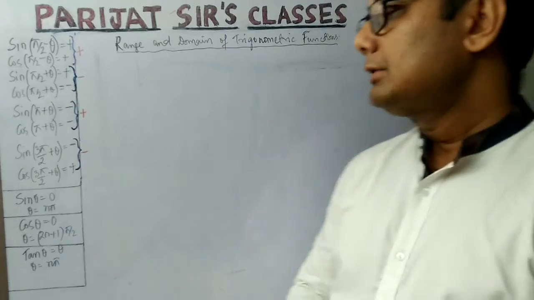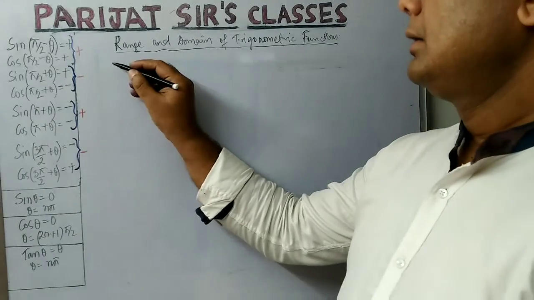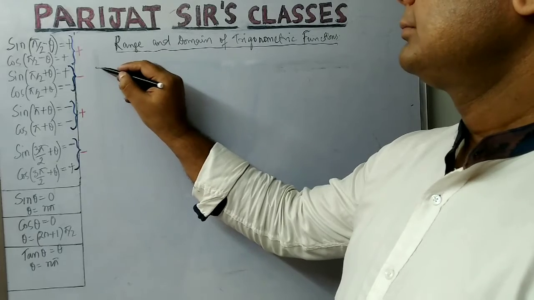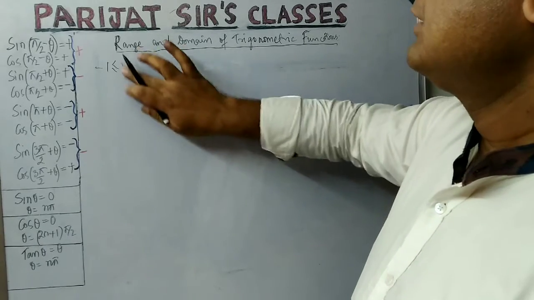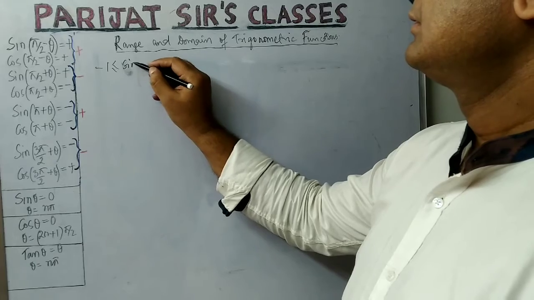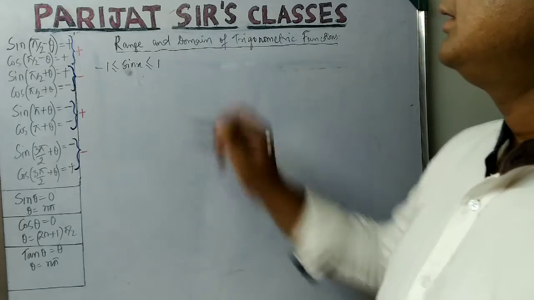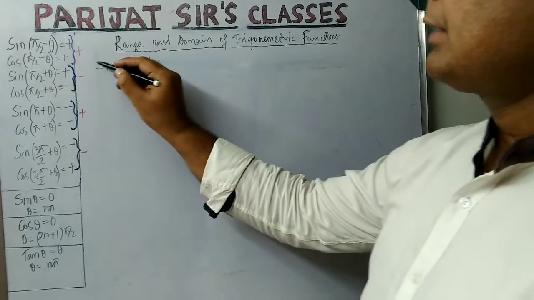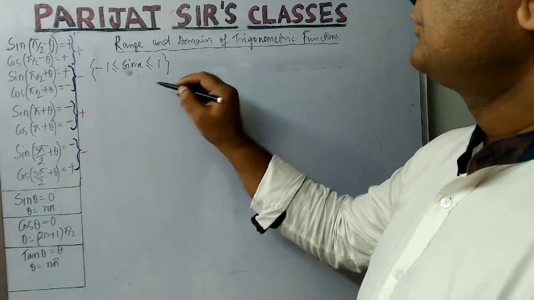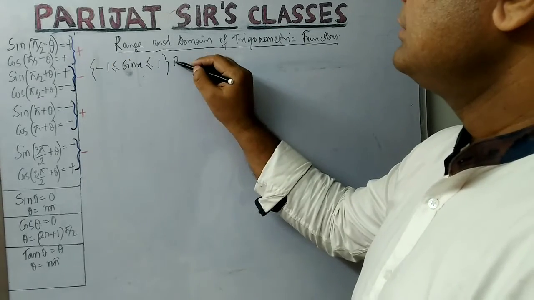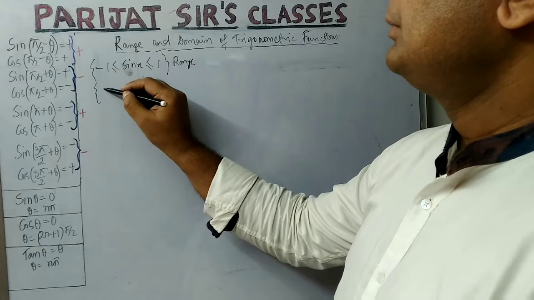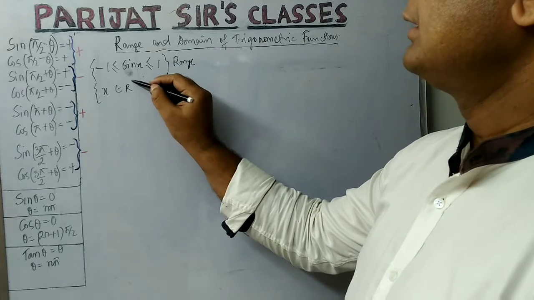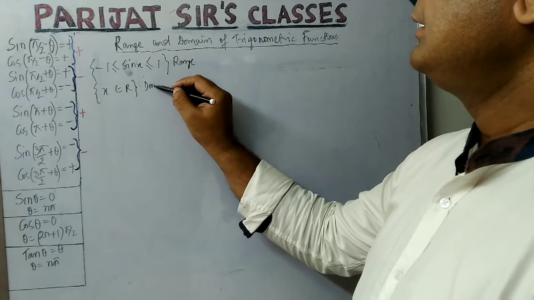Before that, I just want to tell you that for sin x, this is the range of the function, from -1 to 1, and the domain will be x belongs to real numbers. So this is the domain.